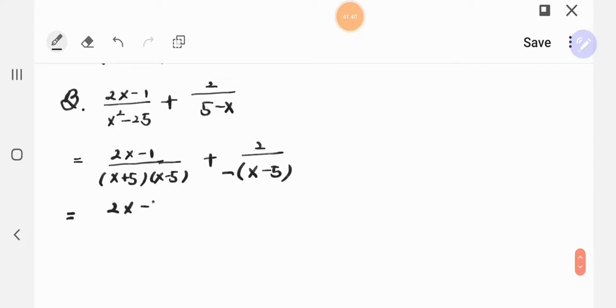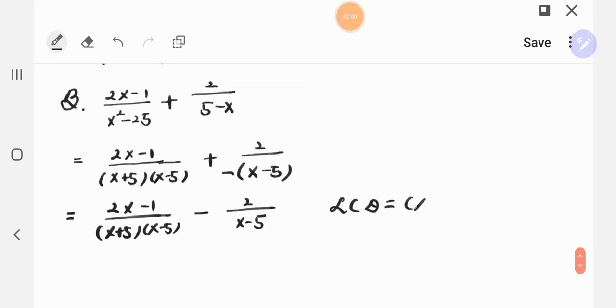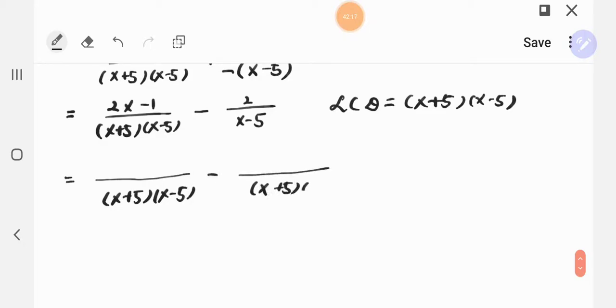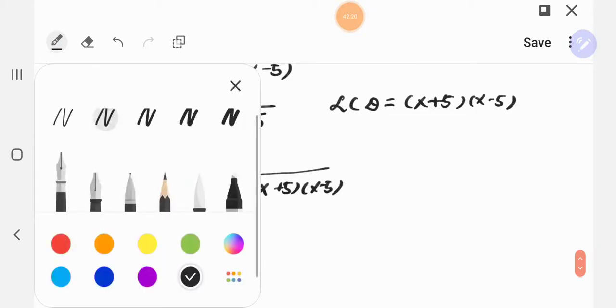Then if you rewrite it, this will be x plus 5 and then x minus 5. The negative sign of the denominator moves to the front. So it becomes minus 2 over x minus 5. So from here, we know the LCD is x plus 5 times x minus 5. So the denominator is x plus 5, x minus 5, and this denominator is x plus 5, x minus 5. So let's find the missing factor.